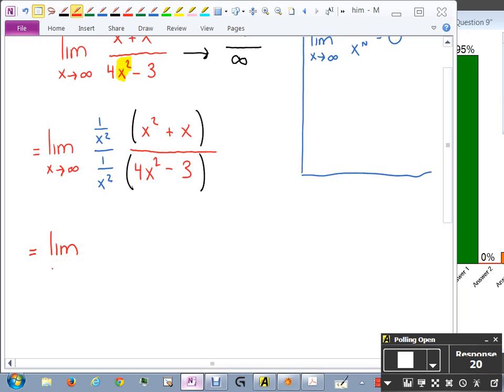Limit, x approaches infinity. So multiplying through, what do you get? What's 1 over x squared times x squared? 1. All right, next one through, plus what's x times 1 over x squared? 1 over x. So one of those x's cancels. And then on the bottom, what's 1 over x squared times 4x squared? Just 4. And then minus, what's 3 times 1 over x squared? 3 over x squared.